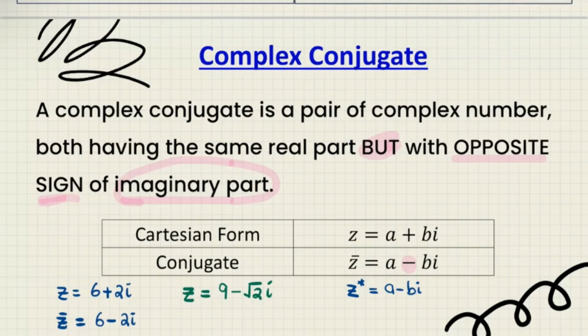Okay, so let's say bila kita kira-kira, kita dapat Z sama dengan 9 tolak square root of 2i. So this is still a complex number. Okay, tetapi conjugate kepada that complex number, Z bar kita ataupun Z star kita adalah 9 plus square root of 2i. So tak kisahlah Z kamu tu A plus BI ke, A minus BI ke, dia punya conjugate akan jadi opposite sign kepada Z kamu lah.